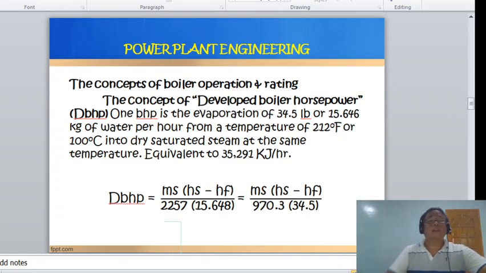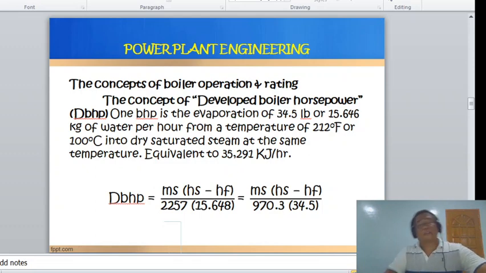Okay. So let us now go to the concepts of boiler. The concept of the developed boiler horsepower, or the dBHP, is that one dBHP is the evaporation of 34.5 pounds of water, or that is equivalent to 15.646 kilograms of water per hour, from a temperature of 212 degrees Fahrenheit or 100 degrees Celsius into dry saturated steam at the same temperature. So one developed boiler horsepower is equivalent to 35,291 kilojoules per hour.